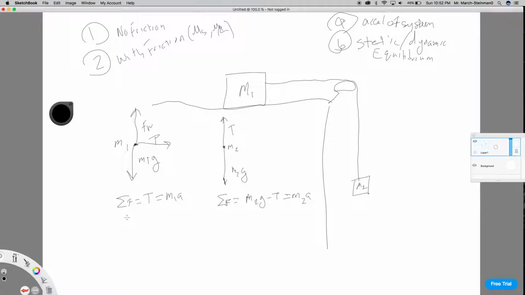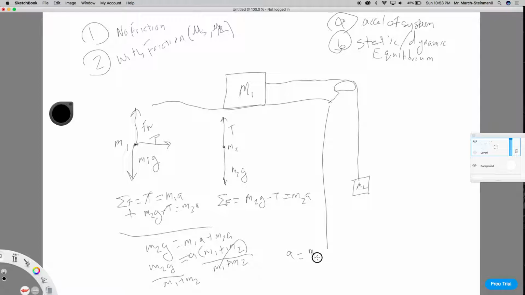So if I add these equations together, I will get M2g equals M1a plus M2a, which in this case, if we want to isolate the acceleration, we'll find that a times M1 plus M2, the sum of the masses, is equal to M2g. Divide each side by M1 plus M2, and we get that our acceleration in this case is equal to the force downward, M2g, divided by the sum of our masses.